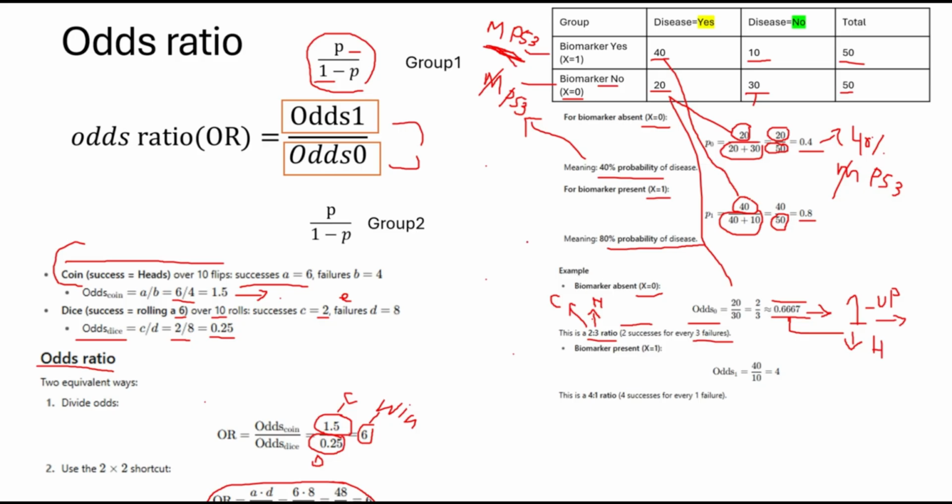Instead of no mutation, we have to see what the mutation risk is. If patients develop the mutation, what are the risks? So the odds of having the mutation is 40 to 10. This comes from here. 40 events occurred and 10 events didn't occur.